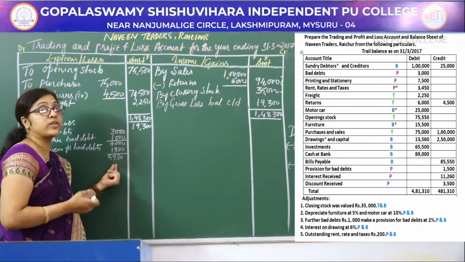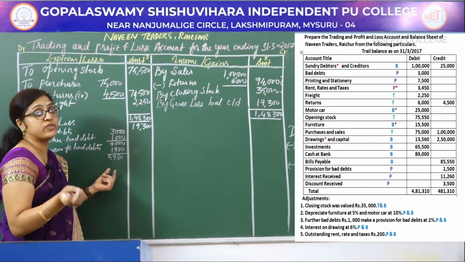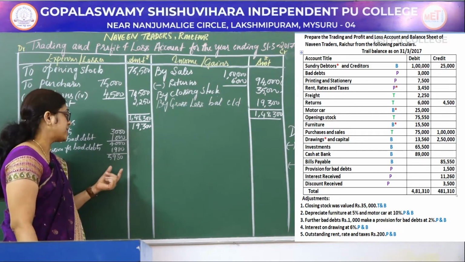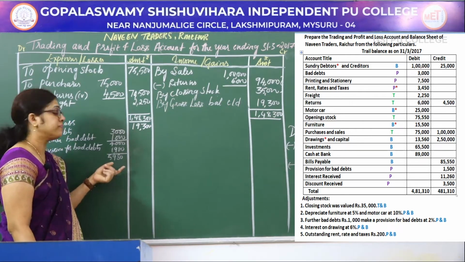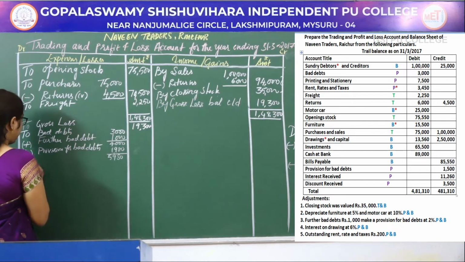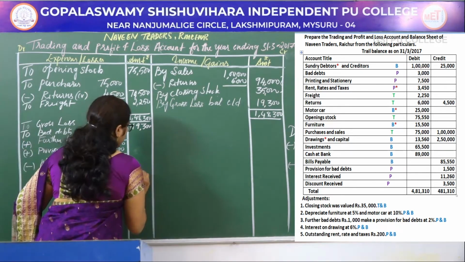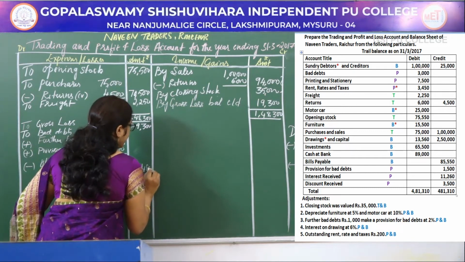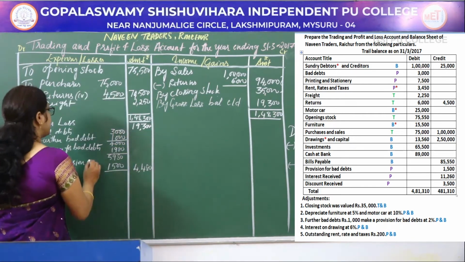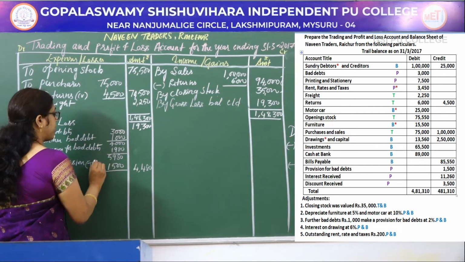5,980 rupees is more than the bad debts provision which is given in the trial balance. Then we should deduct from the 5,980 rupees old provision, 4,480 rupees. This is given in the trial balance.